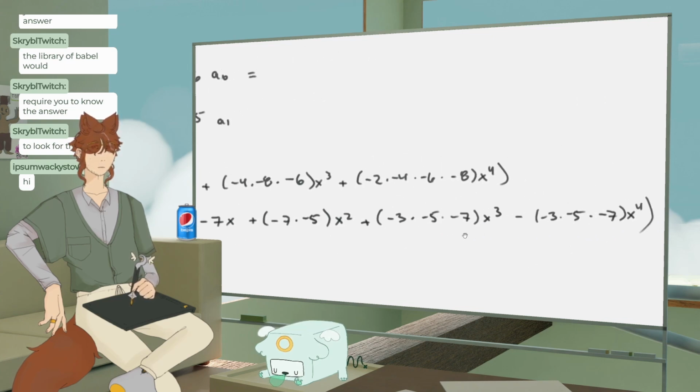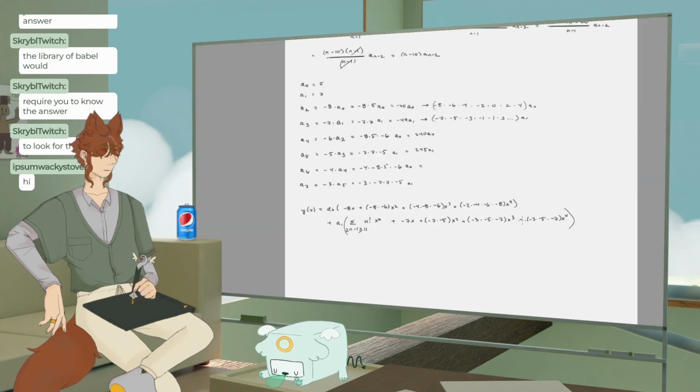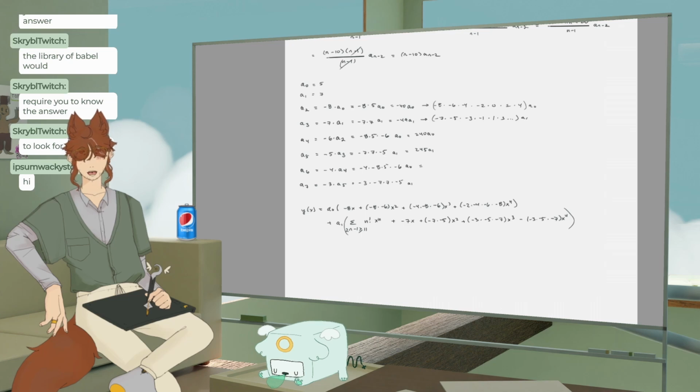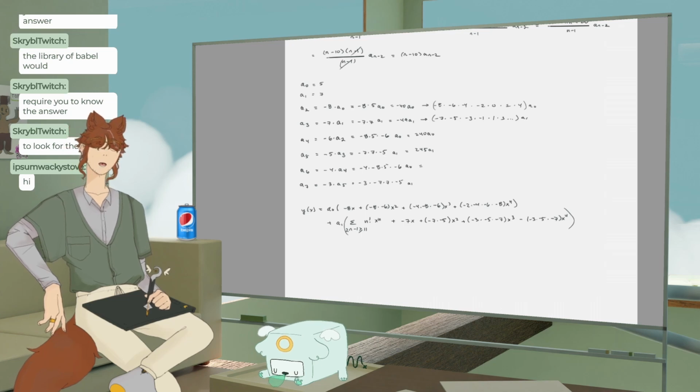Are my parentheses closed? Yep. There you go, everybody. Our classic answer. Whatever that is, I didn't even multiply it out. Not that I would need to, but like, why? I mean, I guess I could check.